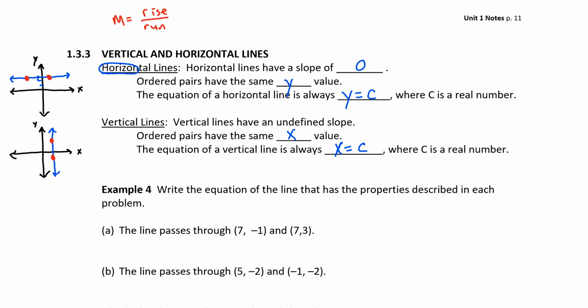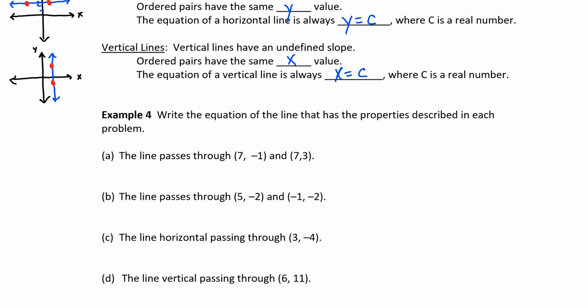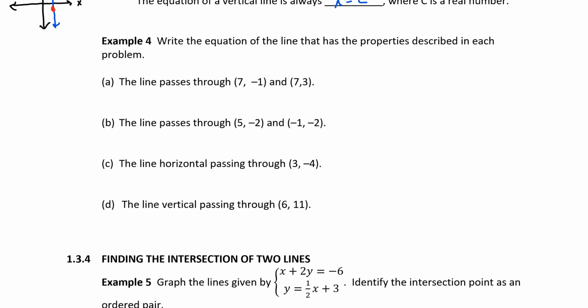Later on, when we study rational functions, we'll be writing the equations for vertical and horizontal asymptotes, and we'll know very solidly at that point that a horizontal line has equation y equal to a constant, vertical lines x equal to a constant. So let's try some applications.